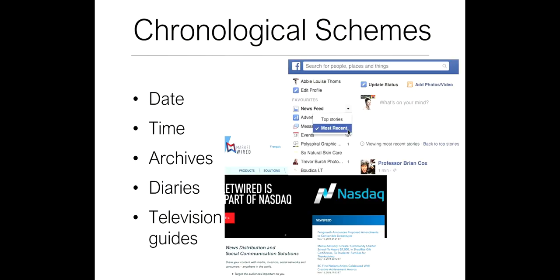Then we get to the idea of chronological schemes, and in this, basically, what are we looking at? We're talking about dates and times to arrange things like archives, diaries, blog sites, television guides. This is where you want to show people either the most recent or oldest piece of content on the site, depending on what they're looking for. In this case, a news feed is listed in chronological order. And generally speaking, how would you expect something like a list of press releases to be organized? Generally, it's chronologically with the most recent listed at the top.